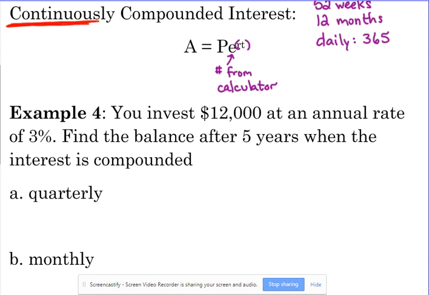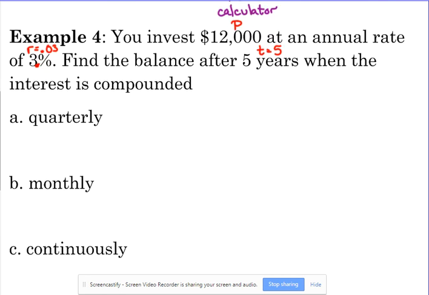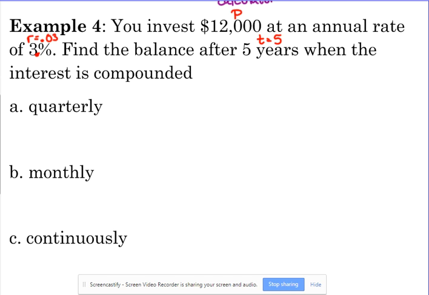We invest $12,000, so that is our P, our principal, at an annual rate of 3%, so R equals 0.03, because the decimal is following the 3, move it 2 places to the left, 0.03. Find the balance after 5 years, so T equals 5. When the interest is compounded, we're going to look at 3 different scenarios: quarterly, monthly, and continuously.